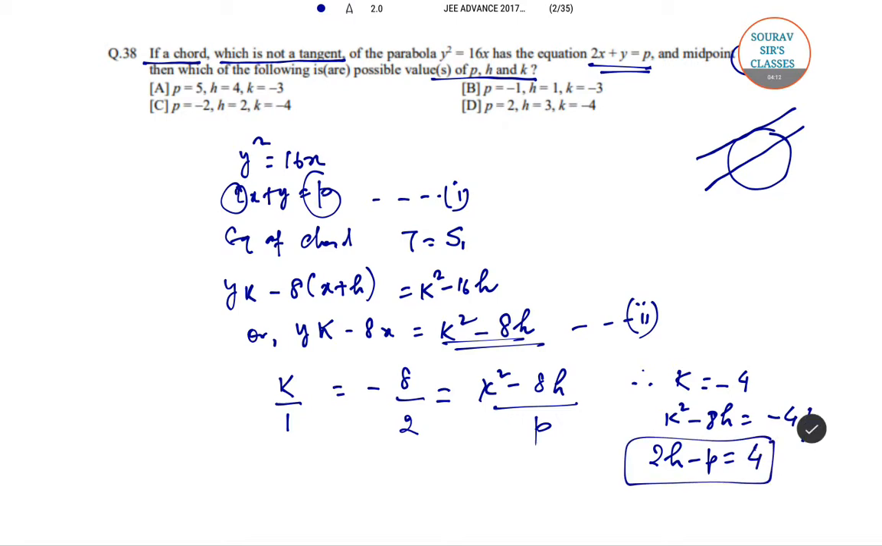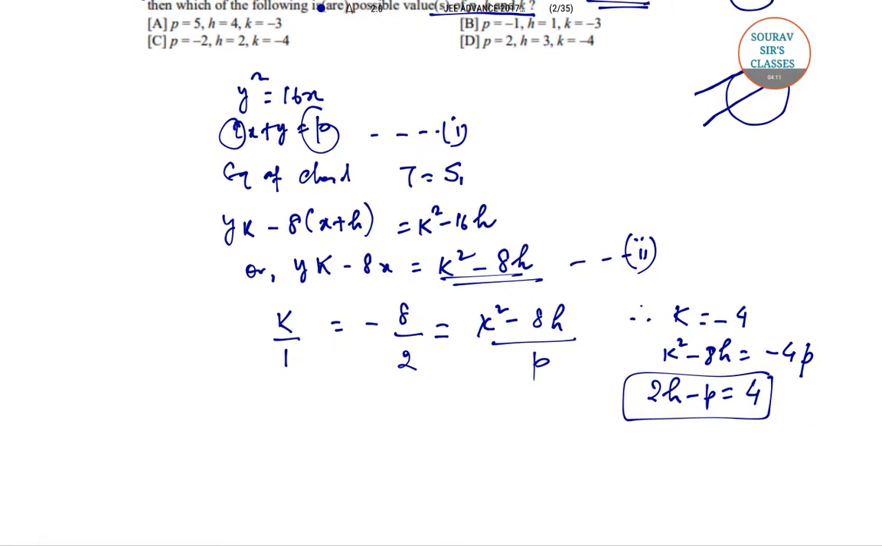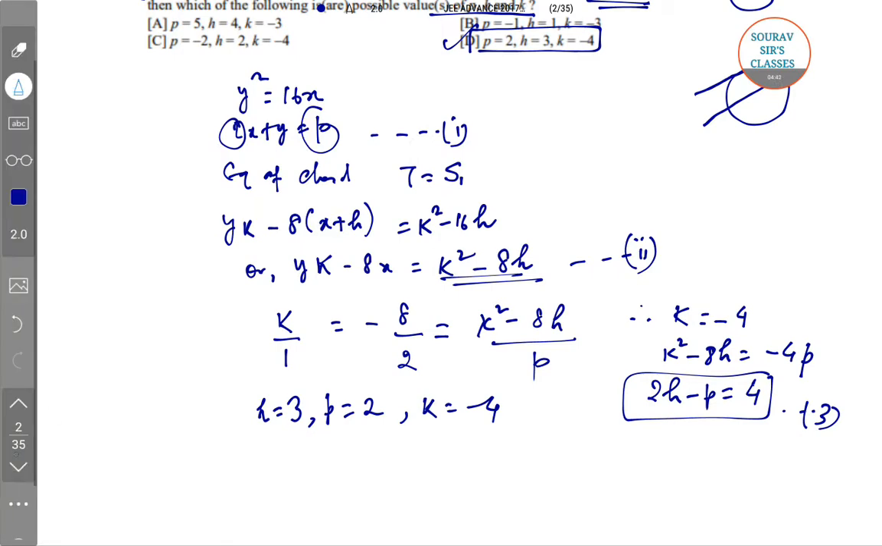And here we got an equation in the beginning, 2h minus p, maybe this is the third equation. And just by solving the main equation with this, we can get that h equal to 3 and p equal to 2, and k we already got as minus 4. So k equal to minus 4 in two options, p equal to 2 with this, so D is the final answer in this case. Now we are proceeding to the next one.